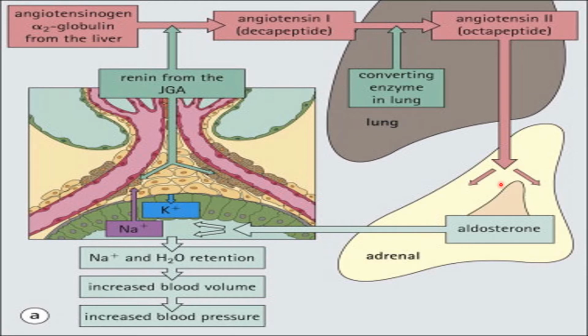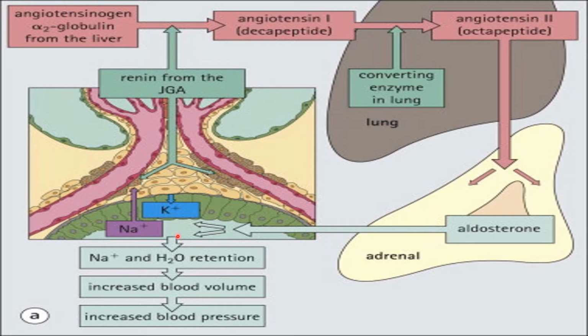The zona glomerulosa is stimulated to produce aldosterone, and aldosterone goes into the blood and causes sodium and water retention in the collecting duct in the kidneys. It causes salt and water retention, which leads to increased blood volume and subsequently an increase in blood pressure. The other effect is sodium absorption into the circulation along with water absorption, mediated by aldosterone in the distal convoluted tubules.